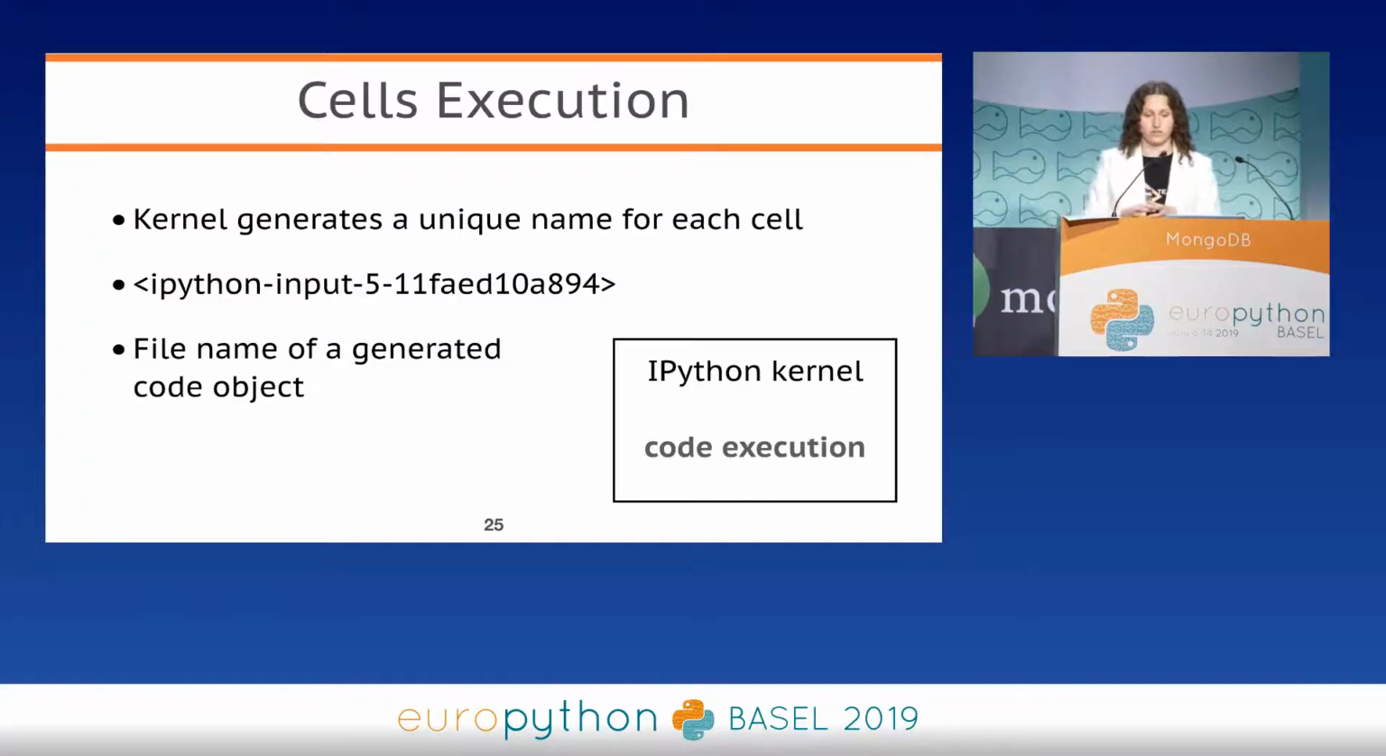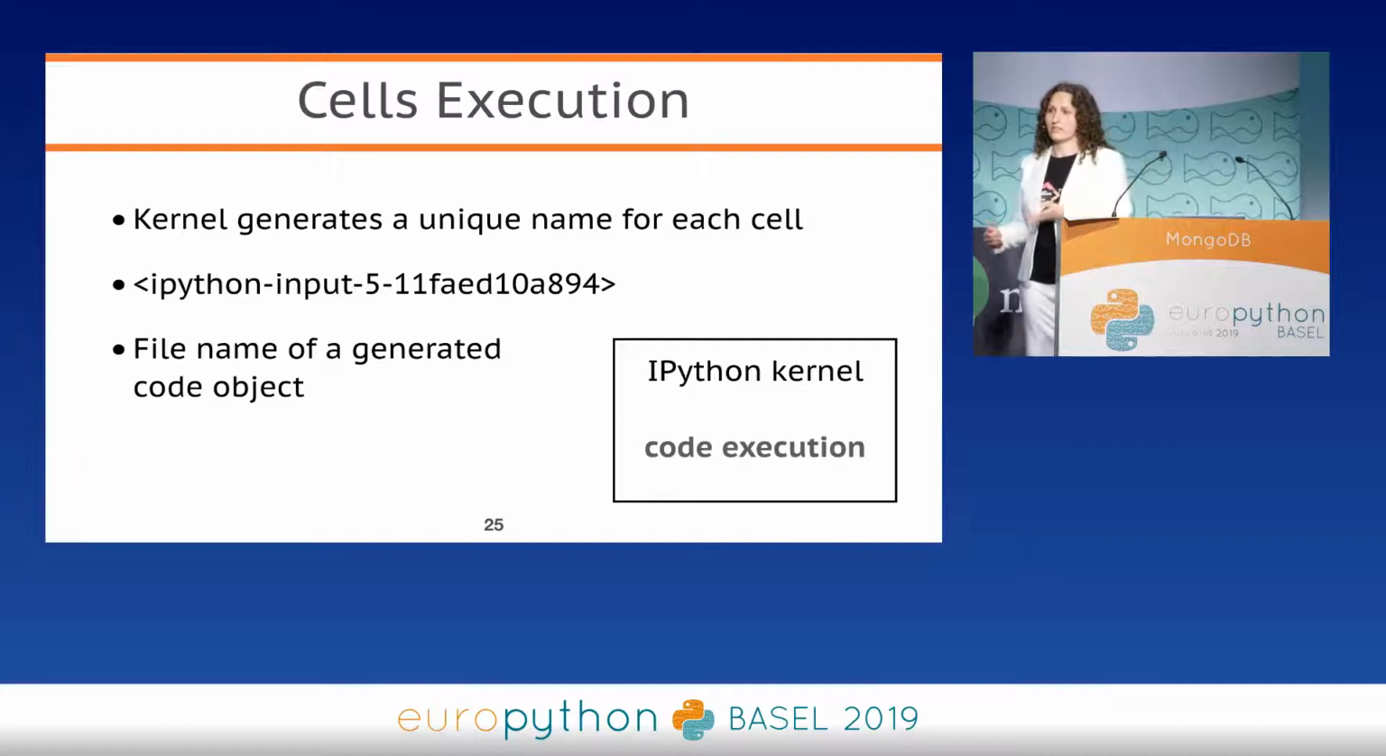for the generated code object. Usually, the kernel hides this information from users, but it stores all these generated code objects in its internals. That's why when you define some function in the first cell and execute it, after that you can call this function in another cell, because the IPython kernel saved it for you.